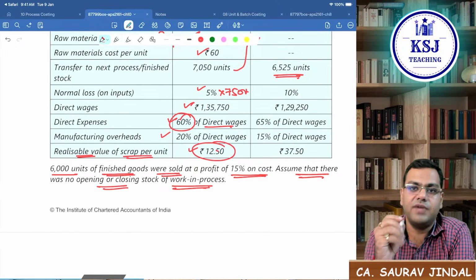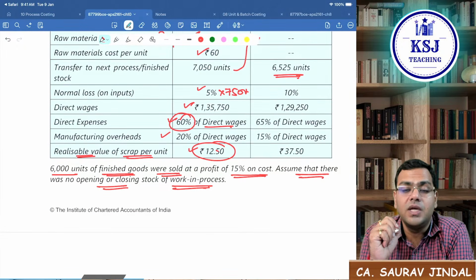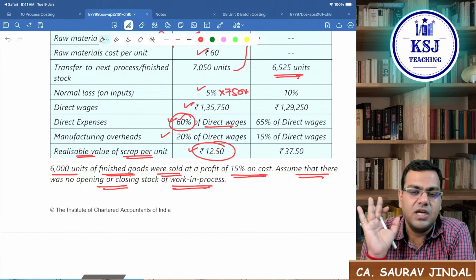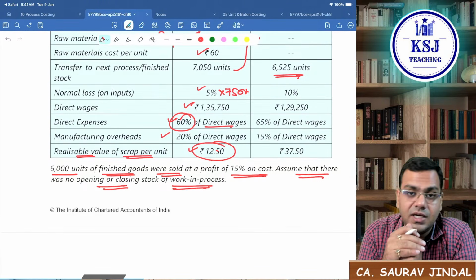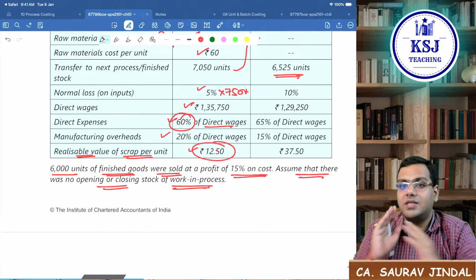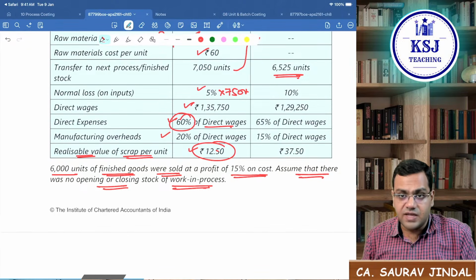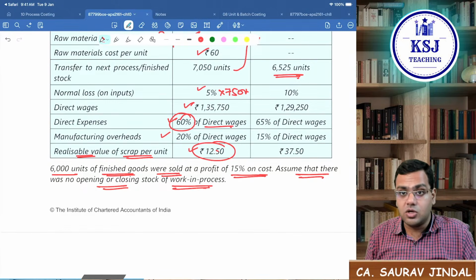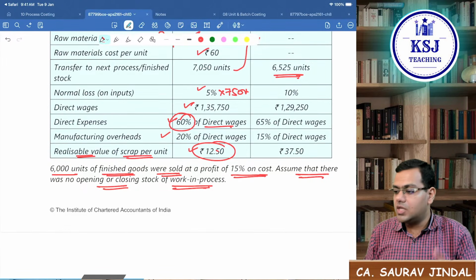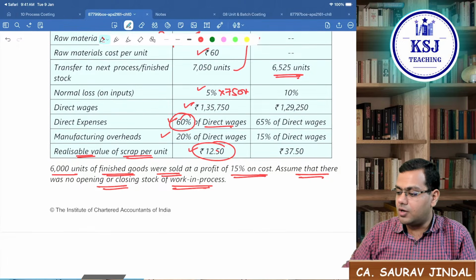Now listen very carefully regarding the scrap value. When it is only mentioned as scrap value 12.5, whether it is for the normal loss or the abnormal loss, if nothing is mentioned, then this scrap value of 12.5 is applicable to all the losses. Whether it's a normal loss or an abnormal loss, it will be applicable to all the losses.